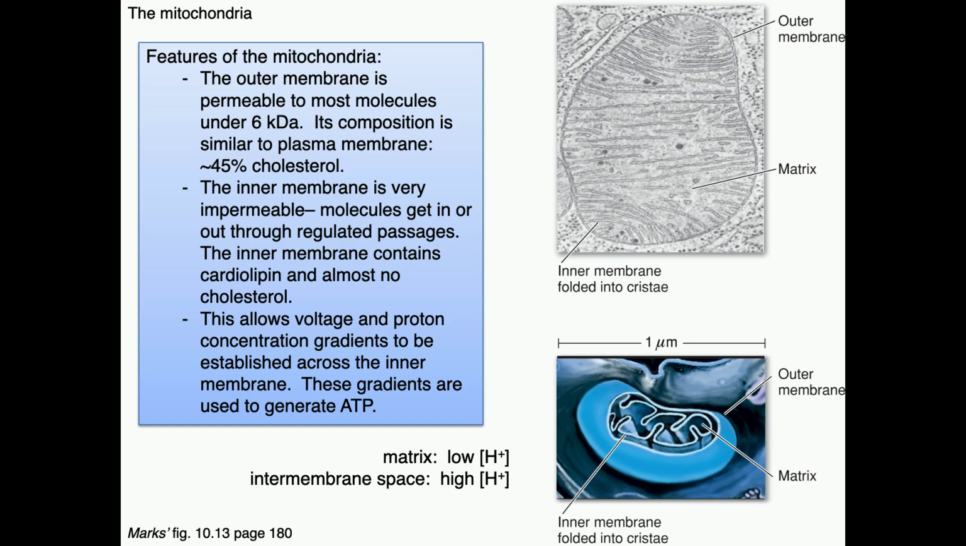So the functional consequences of this is that the cell can set up concentration gradients for protons, for example, between the mitochondrial matrix, the interior side, and this intramembrane space. So concentration gradients of protons and concentration gradients of charge or charge differentials across that inner mitochondrial membrane that can be used to power ATP synthesis. Okay, and it also powers some transport processes for things in and out of the mitochondria.